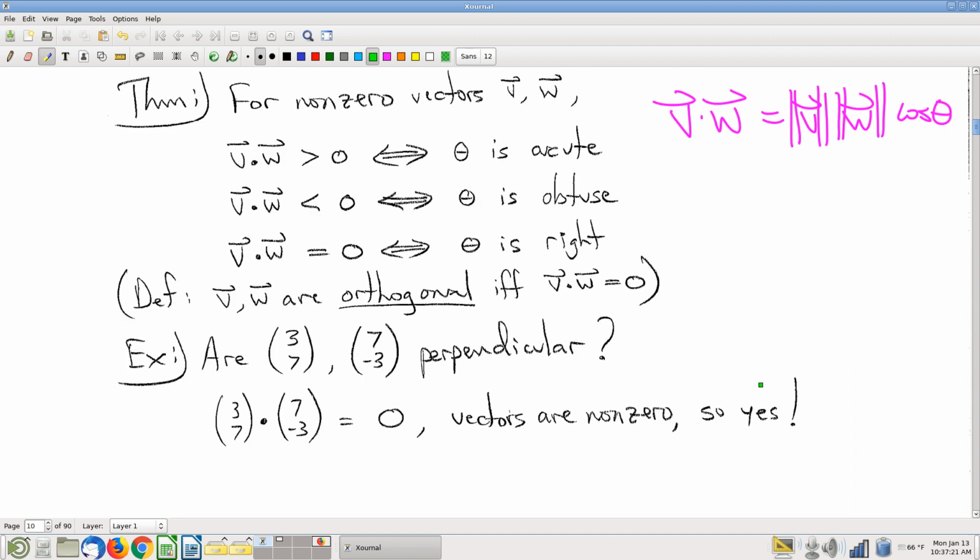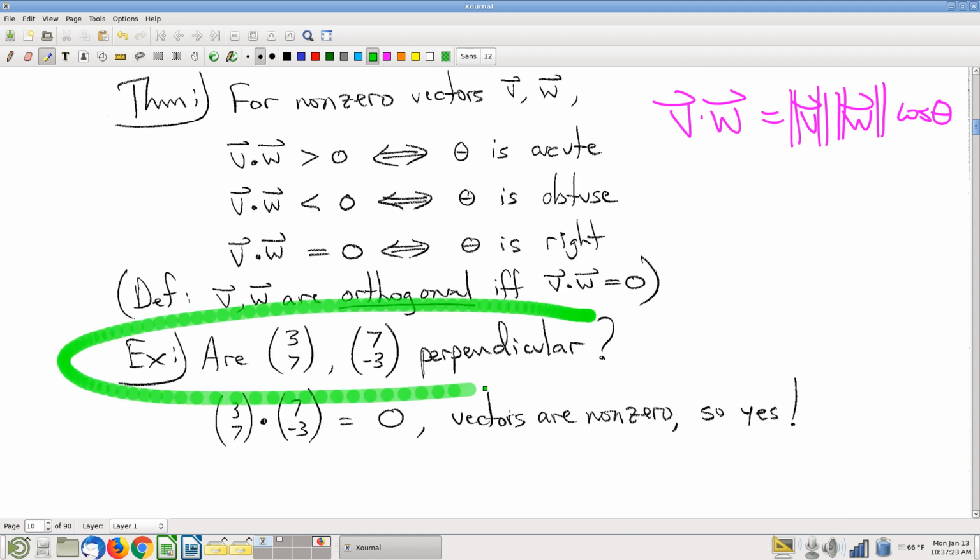Okay, so easy example. Here's a couple of vectors. Are they perpendicular? Well, they're obviously not 0.